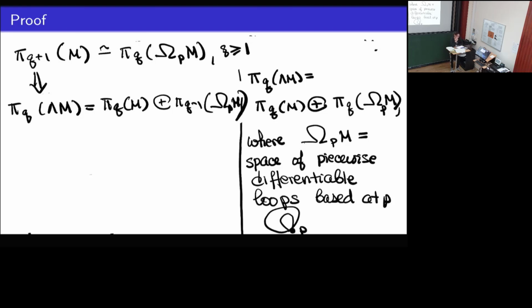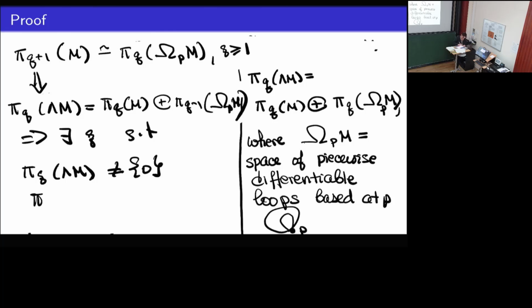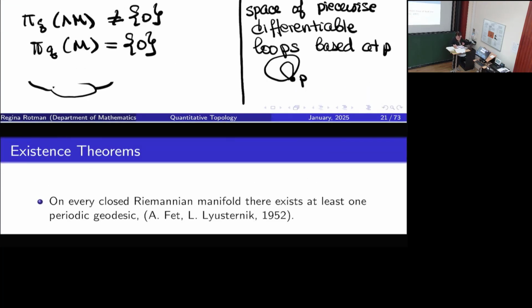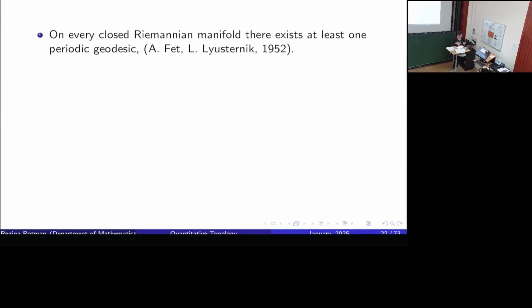So this shows that there exists a q such that pi q of lambda M is not trivial, but pi q of M is trivial. We are talking about simply connected manifolds now. For not simply connected manifolds, we have already proven it. Okay, so I'm going to continue.